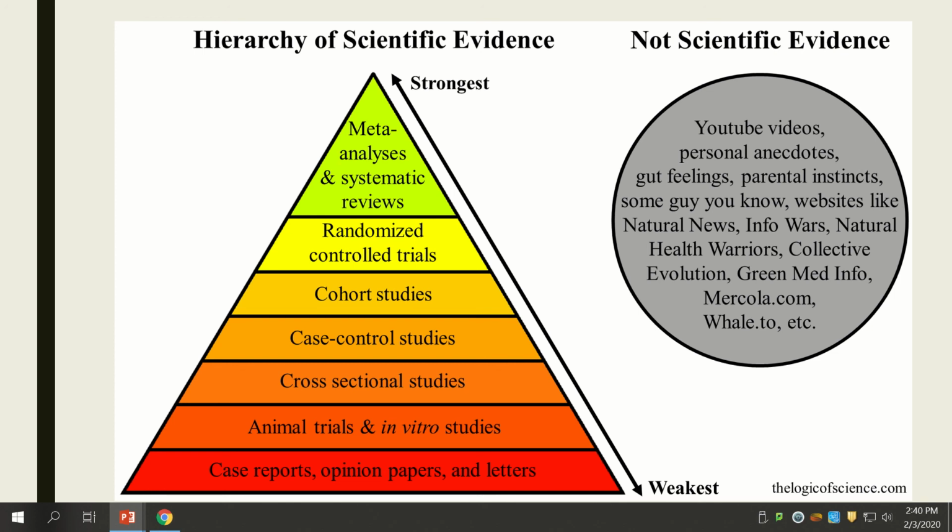This is our hierarchy of evidence. At the top are meta-analyses and systematic reviews. After that are RCTs, or randomized control trials, which come in some flavors. There are randomized control trials that have placebo controls, and some that are crossover, which would increase where they are within this RCT level. There are cohort studies, case control studies, cross-sectional studies, animal trials, and in vivo studies, or in vitro, meaning cell culture. And then at the very bottom, case reports, opinion papers, and letters.